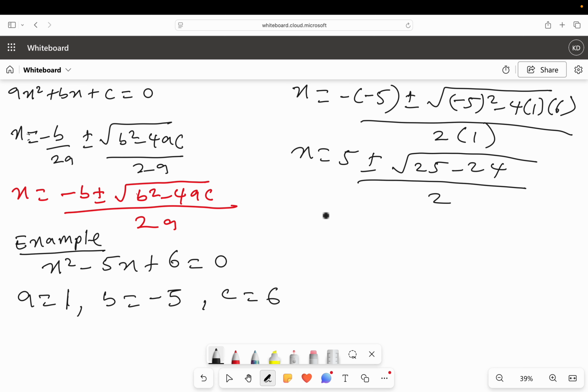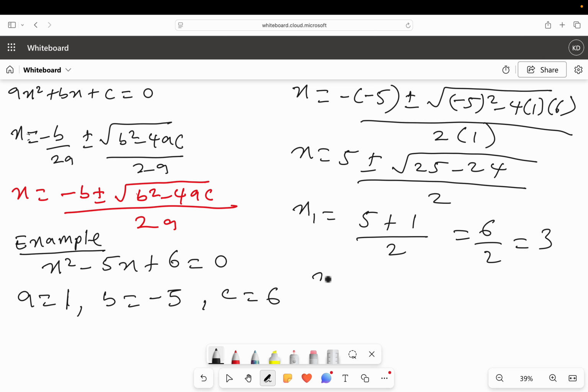Because of this plus or minus, for any quadratic equation you are expected to have 2 solutions. So the first solution, let us call it x1. We'll use the positive sign, so we'll just have 5 plus 25 minus 24 is just 1. Square root of 1 is 1. Then I have 2. So this will give me a solution of 6 over 2, which is just 3. So my x1 is 3.